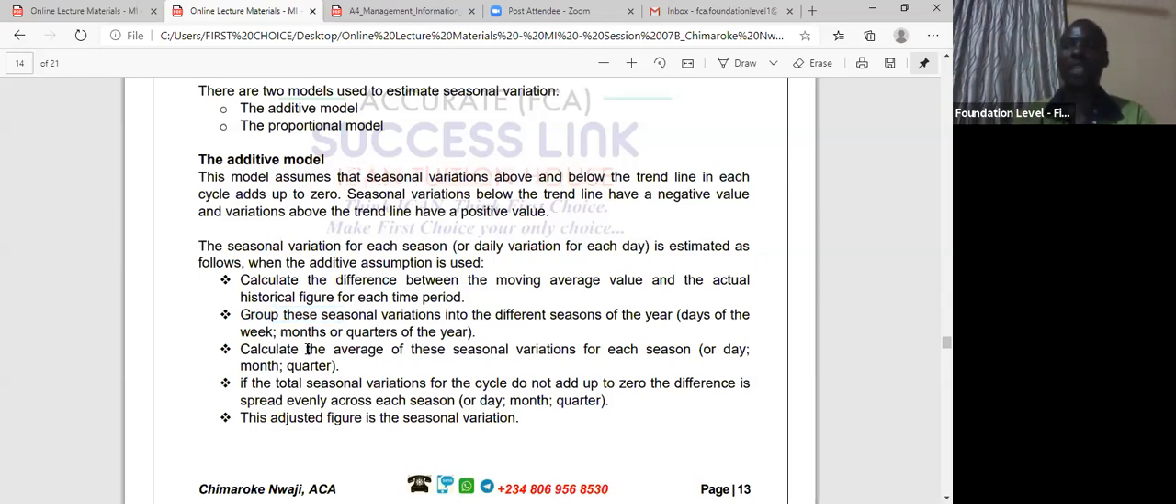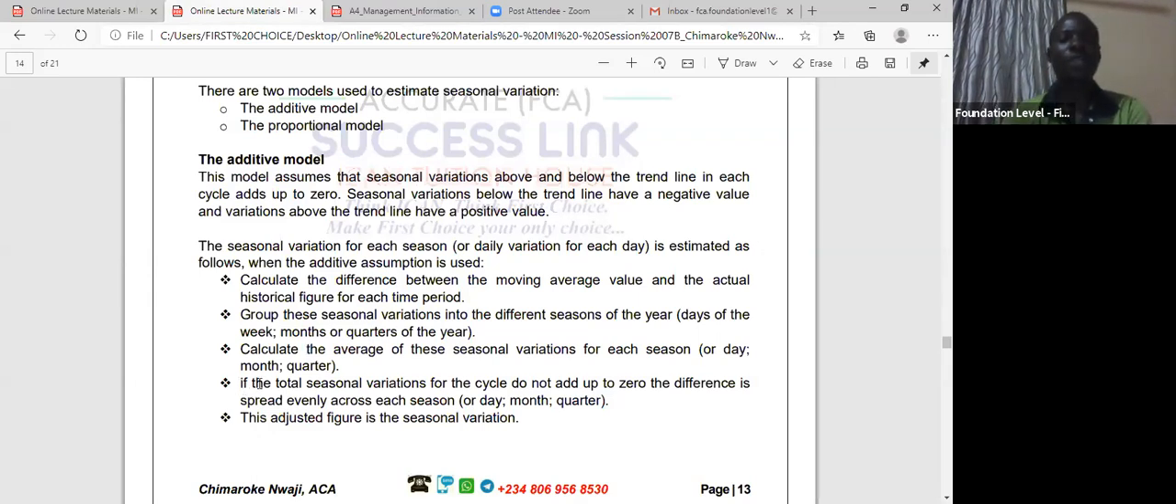So for that of Monday, if there are maybe 3 observations grouped together, you add the 3 divided by 3. If there are 2, you add the 2 divided by 2. If there are 5, you add the 5 divided by 5. You get the average for each season.